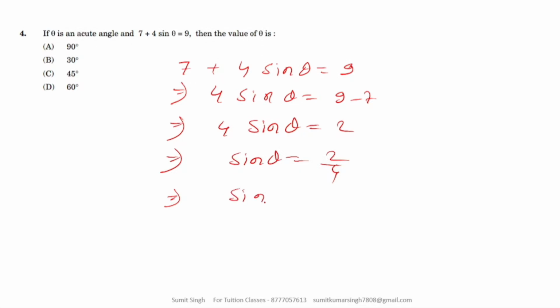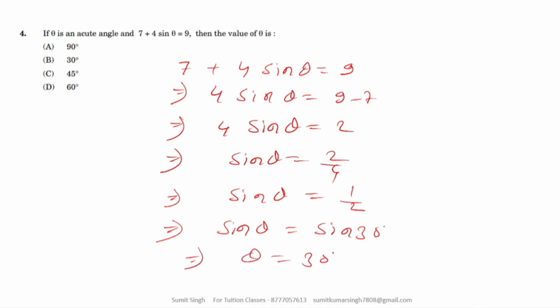Now you know it very well, 1/2 is just the value of sin 30. So 1/2 we can write as sin 30. So sin and sin will be cancelled. So basically we will have the value of theta as 30 degrees, and in this way we have the correct answer as option number B.